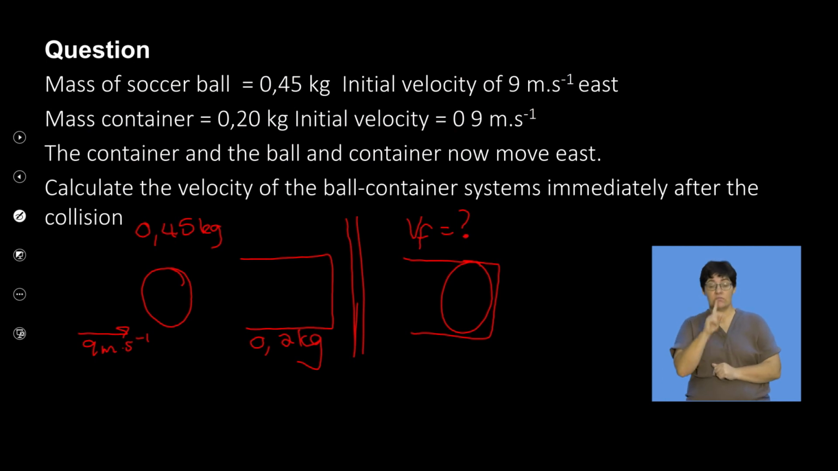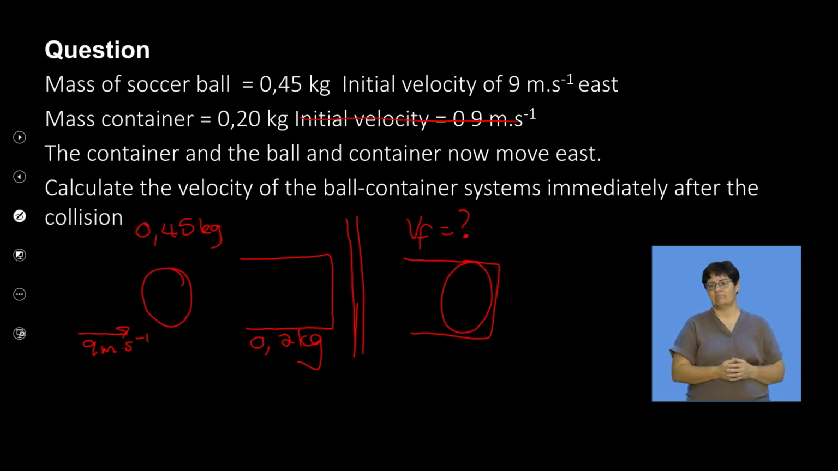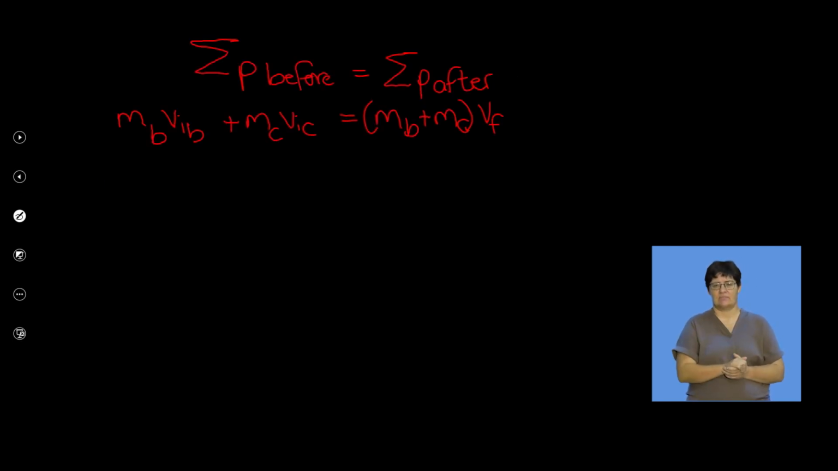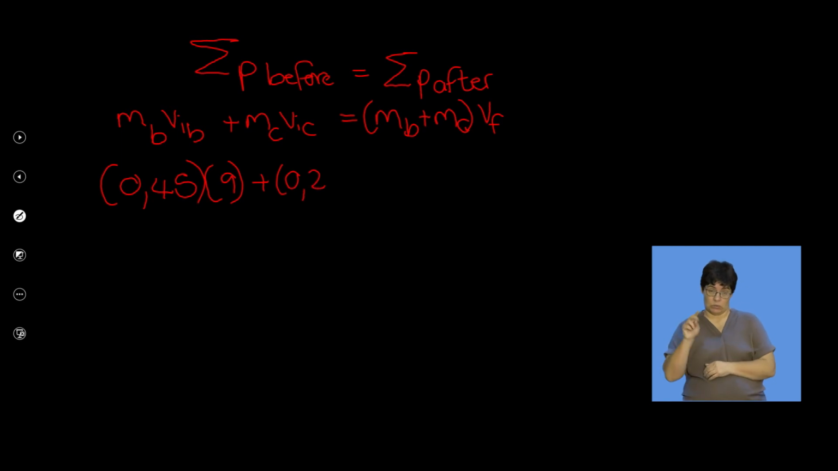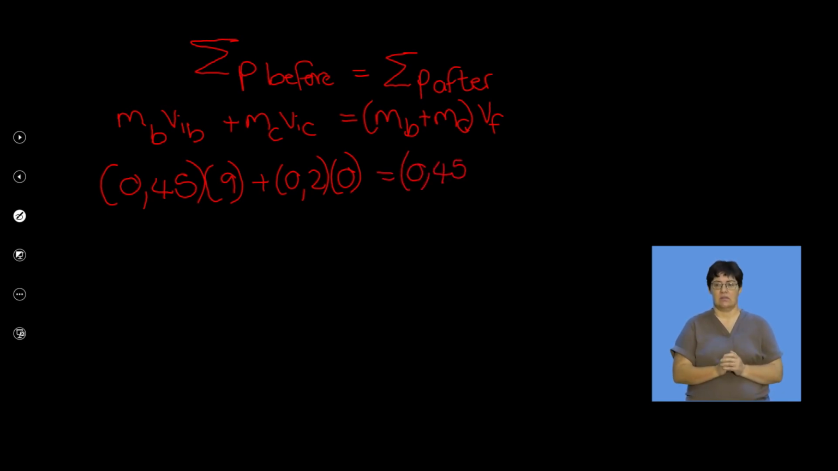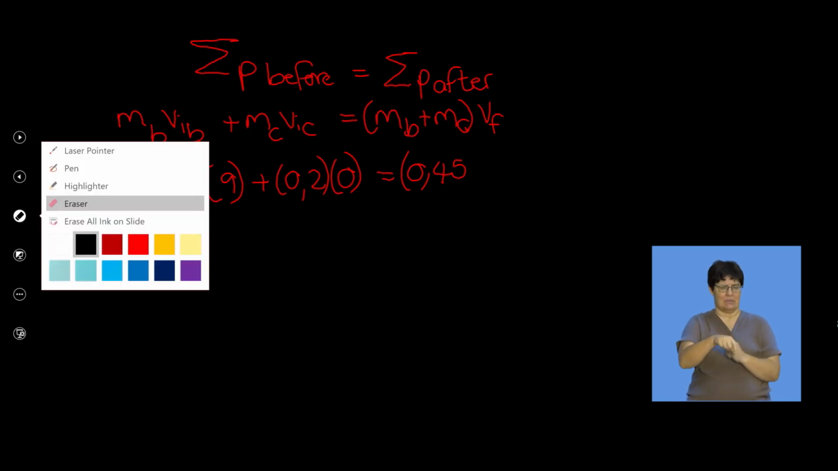So let's just quickly remind ourselves of the values. If we go back, the soccer ball was 0.45 and it's going at 9. Oh, look, hang on. I've missed something. It's very important to read your questions properly. Okay, so 0.45 going at 9. The container was 0.2 times 0. Afterwards, they stick together. Maybe I should write a plus instead of a multiplication. There we go.